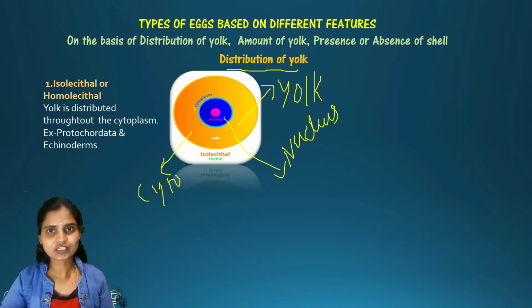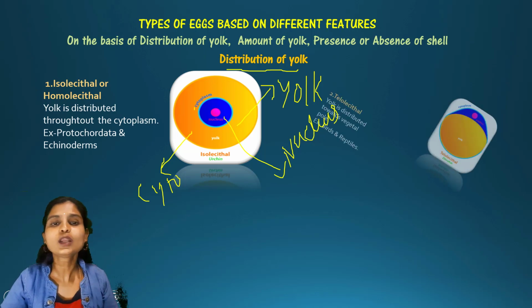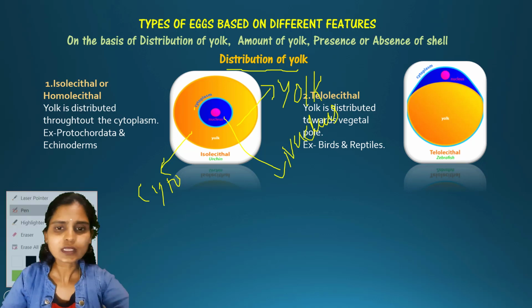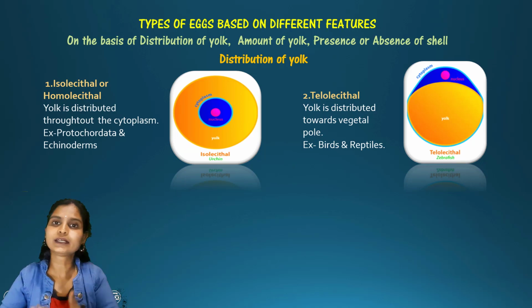And this kind of eggs we can find in the chordata as well as in echinodermata. So next thing we are going to study is telolecithal. So coming to the telolecithal, telo means end part.